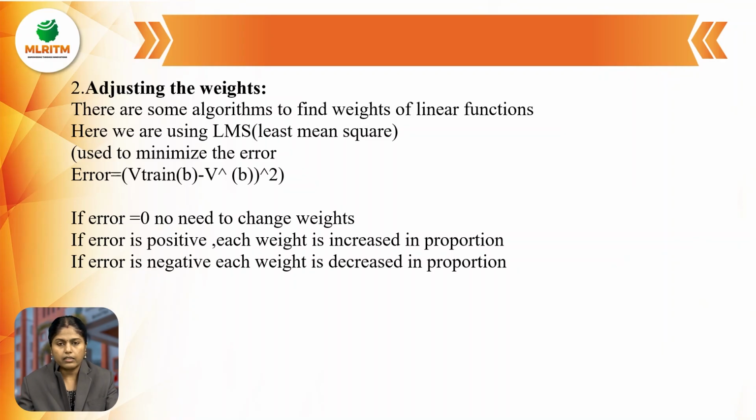See, in this there are again three more steps. If error is equal to 0, there is no need to change the weights. If error is positive, each weight is increased in proportion. If error is negative, each weight is decreased in proportion. These are the three steps that we follow for adjusting the weights. These are the four steps that we include for designing the learning system. Thank you.